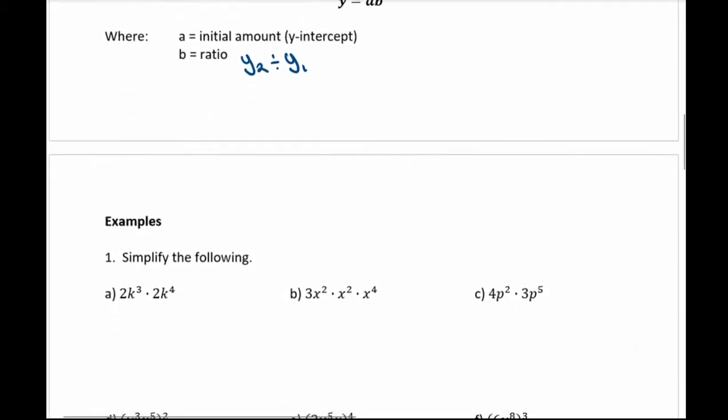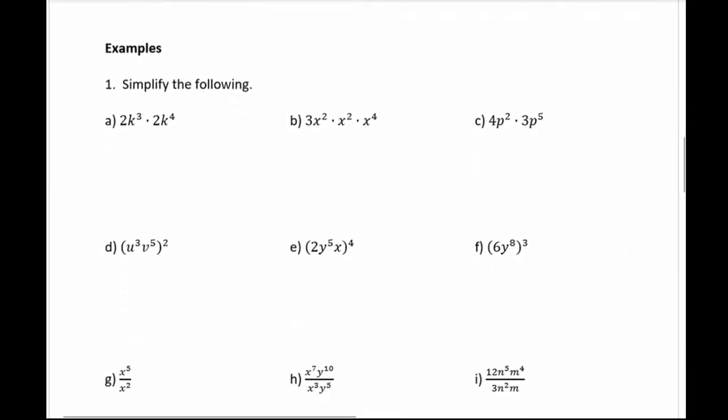Moving on to some examples of simplifying. I want to use my power laws to simplify the following. For A, 2k to the power of 3 times 2k to the power of 4. Because I'm multiplying, I can multiply my two numbers, so 2 times 2 is 4. And for k, because it's a power with the same base, I can simplify that by adding my exponents. So k to the power of 3 plus 4 equals 4k to the power of 7.